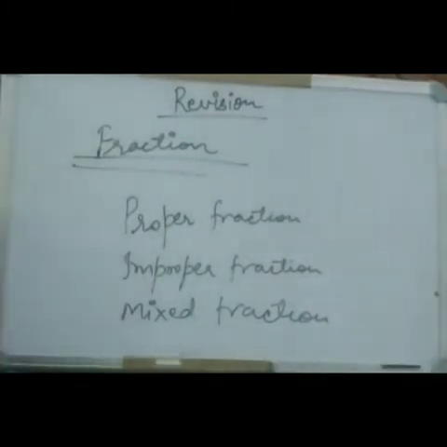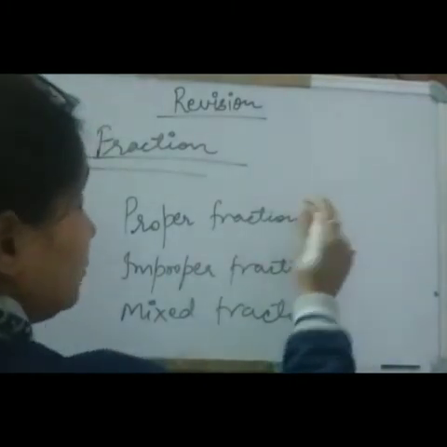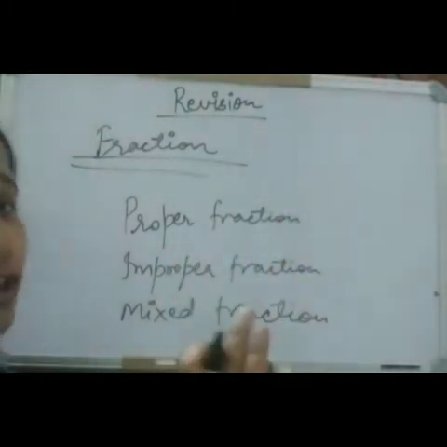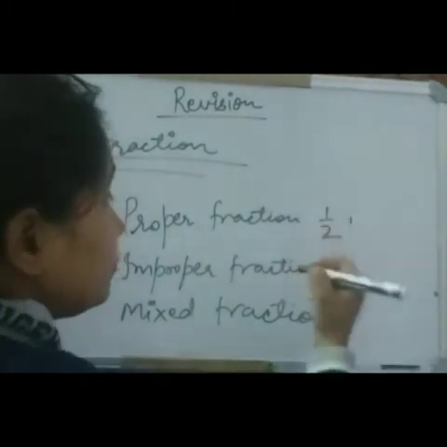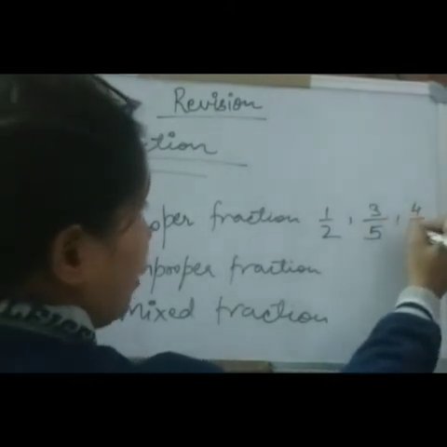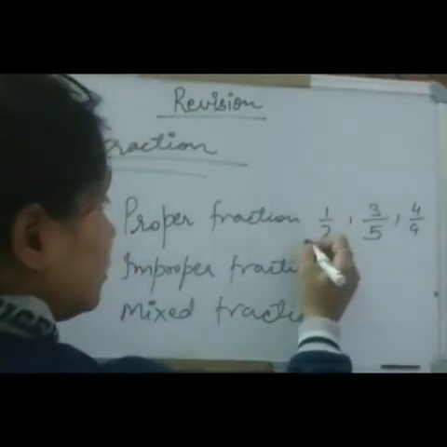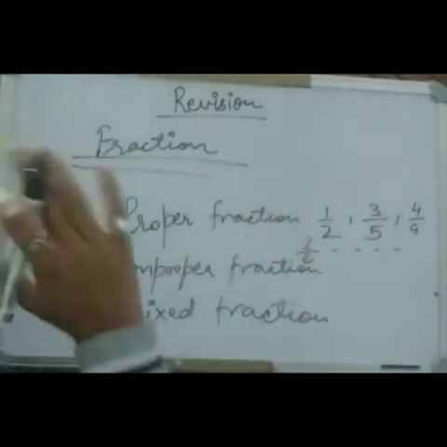Now if we will talk about proper fraction, so what are proper fraction? Whenever numerator is less than denominator, that is proper fraction. Means 1 out of 2, 3 out of 5, 4 out of 9 and 2 out of 6. All these are proper fraction.